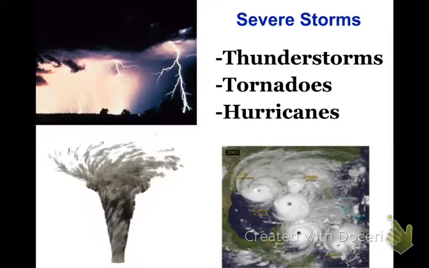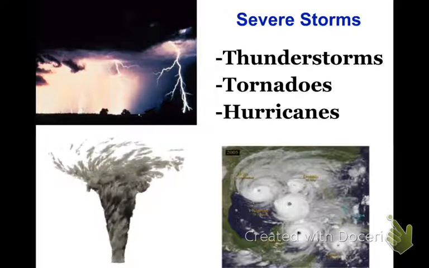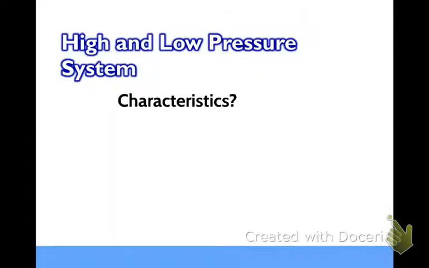Severe storms. In this part of the notes, we are going to look at thunderstorms and tornadoes. Before we talk about our severe storms, let's first take a moment to review our high and low pressure systems. I'm going to let you pause this video while, as a class, you try to review them. Try doing this without looking at your notes. It's more helpful if you quiz yourself to see what you can remember rather than just reading something off of a paper. So go ahead and pause the video.